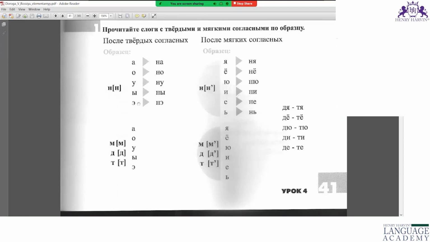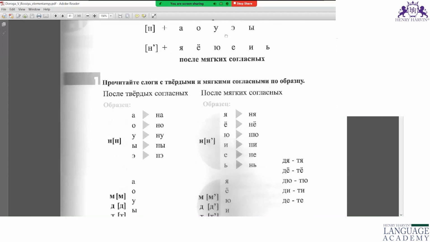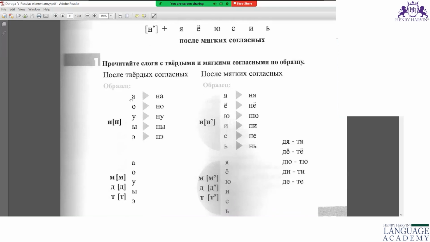Now let's say A, O, U, E, Y. Maria, are these hard or soft vowels? First three are hard, last two are soft? No, they all are hard. Let's check. They all are hard here. Dipesh, let's try with you. Repeat after me. A, O, U, Y, E. Now we connect.